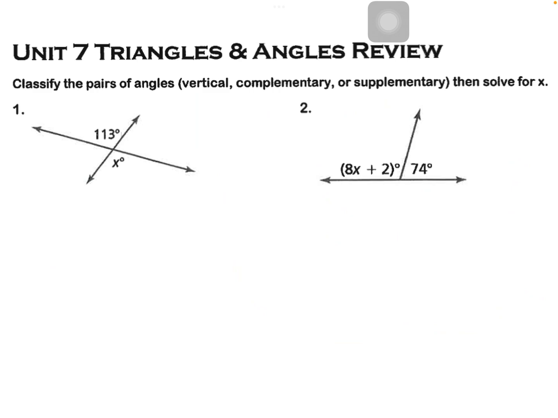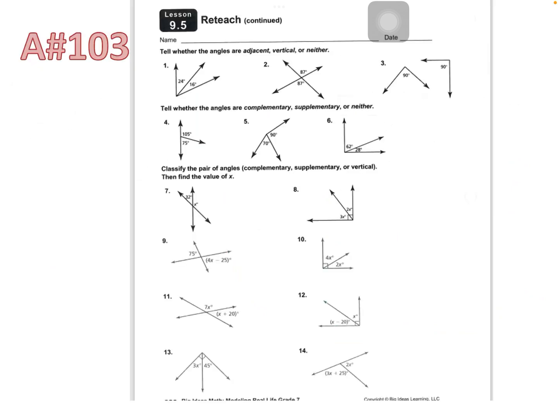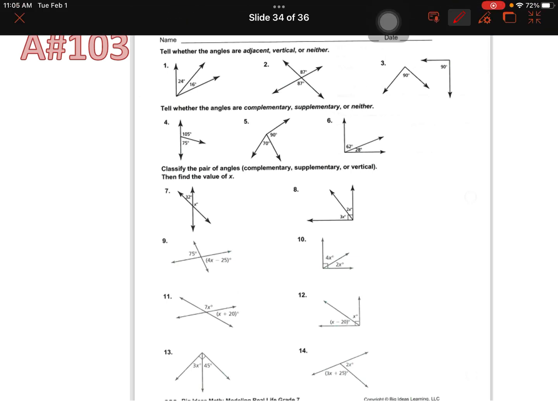All right, so now what you're going to do is, excuse the extra page, you're going to go to assignment 103, and you flip your paper over, and assignment 103 is the back of your worksheet. So your job is to go ahead and work through these problems. Now notice these first few are just naming, the next few are just naming, and then here you are going to name one of these three things, and then I should see if they're complementary.